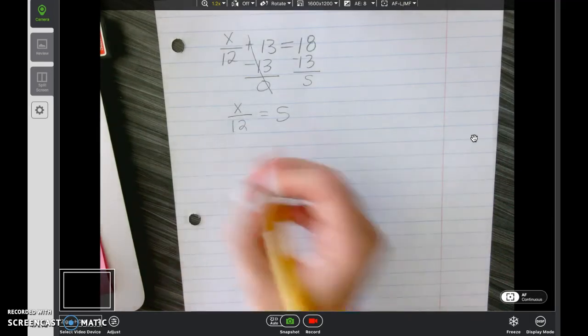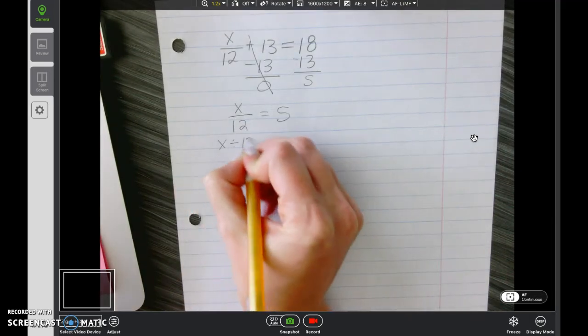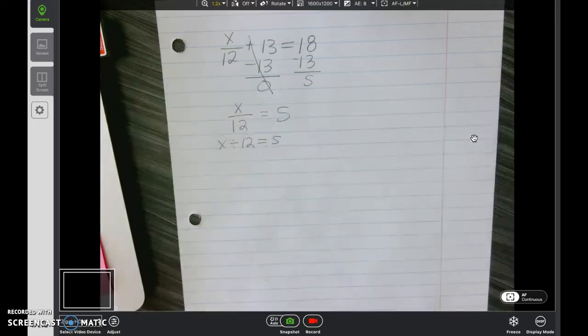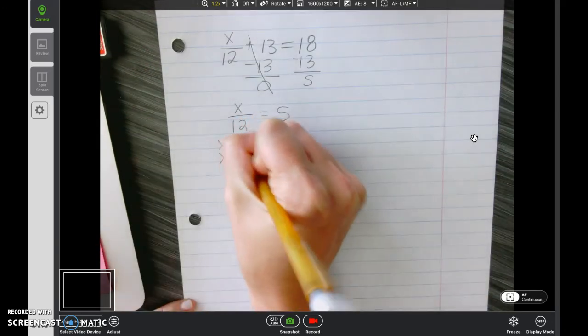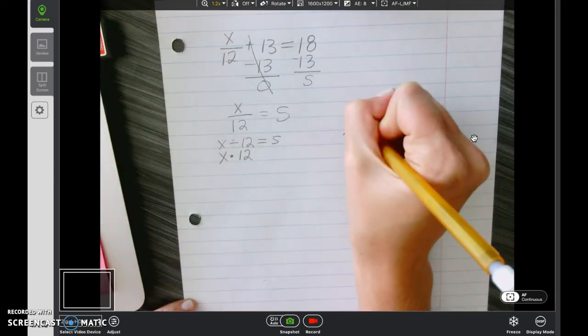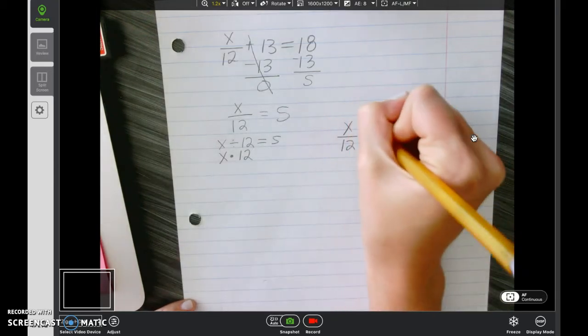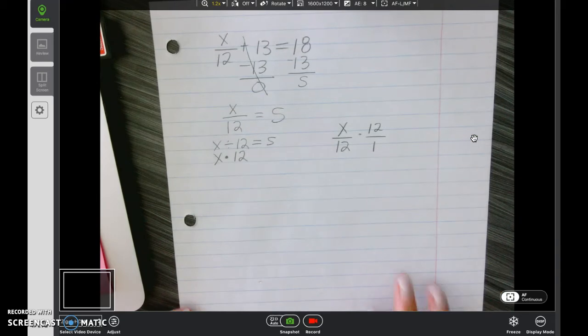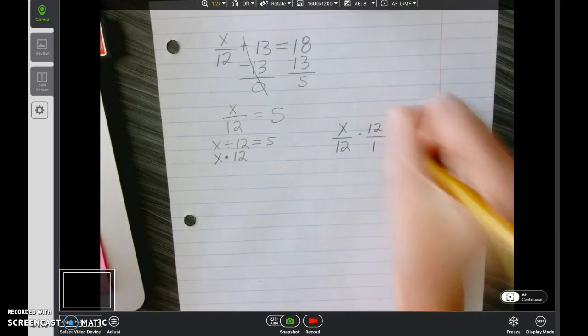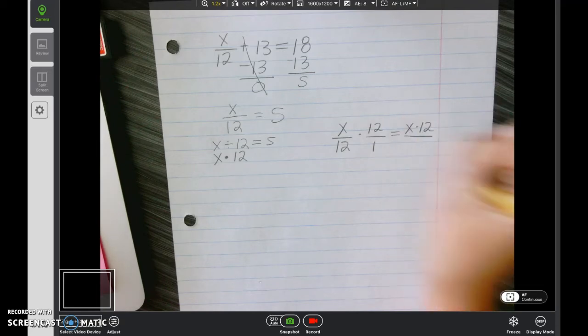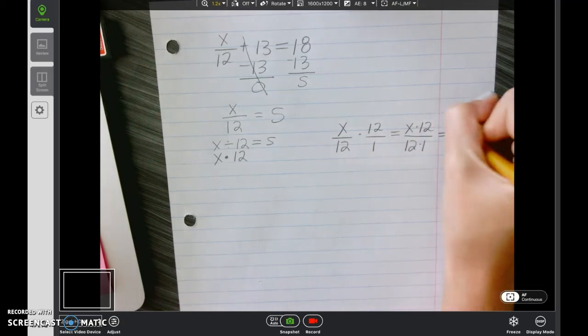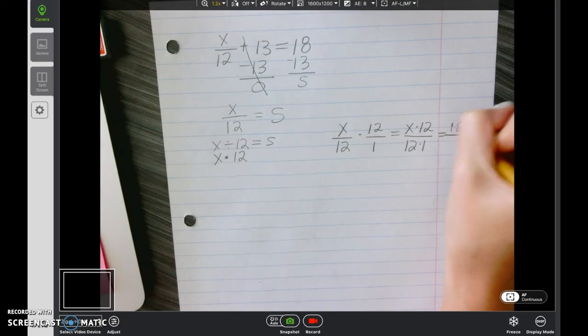So I look at what operation is happening to x. Some of y'all like writing it like this. I am dividing by 12. So if I want to get rid of my dividing by 12, I need to do the inverse of division, which is multiplication. And I'm going to be multiplying by 12. Because if I think about it this way, x over 12 times 12, or times 12 over 1, when I'm multiplying fractions, I multiply my numerators, so x times 12 over 12 times 1, which is going to be the same as 12x over 12.